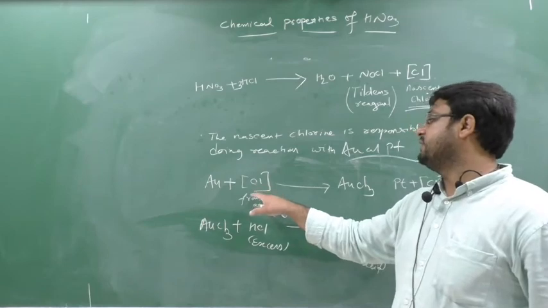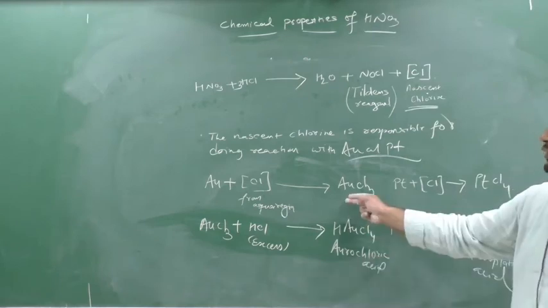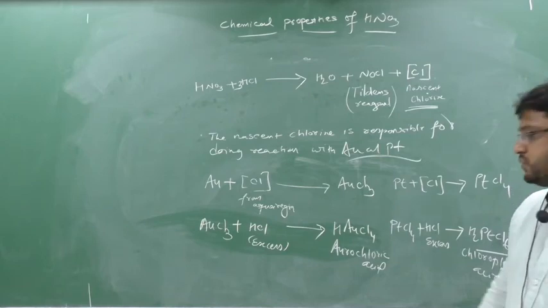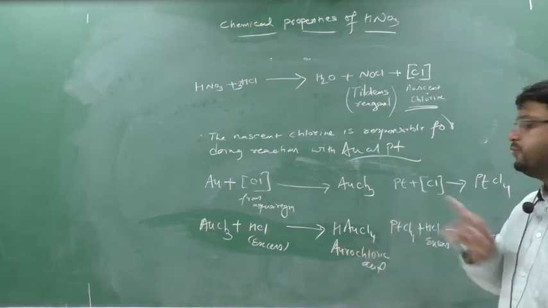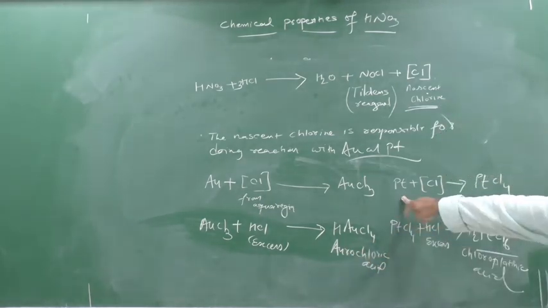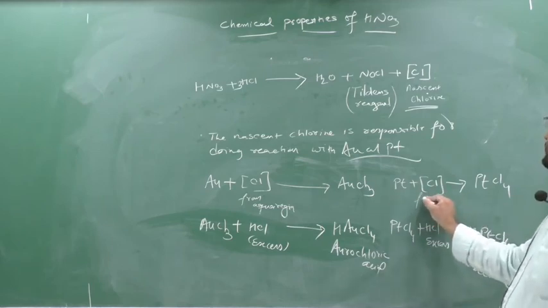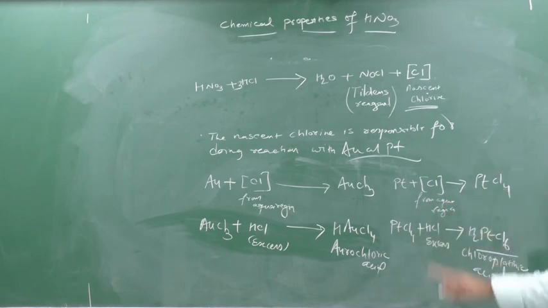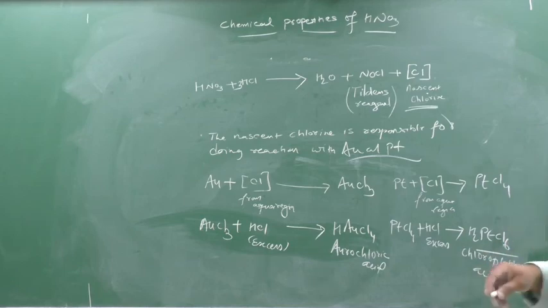So Au first will react with chlorine. This is nascent chlorine, and this nascent chlorine comes from Aqua Regia. It will form AuCl3. Now this AuCl3, when reacted further with HCl, will form a gold compound known as chloroauric acid, HAuCl4. Similarly, when platinum reacts with this nascent chlorine, which also comes from Aqua Regia, it will form PtCl4. Now this PtCl4, when reacted with excess HCl, will form chloroplatinic acid, H2PtCl6. So you have to remember this.